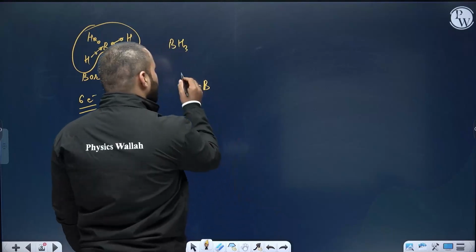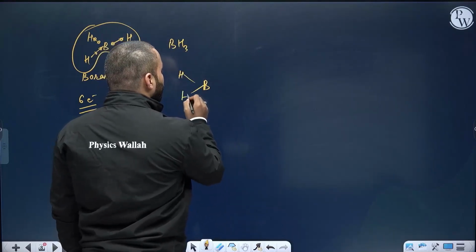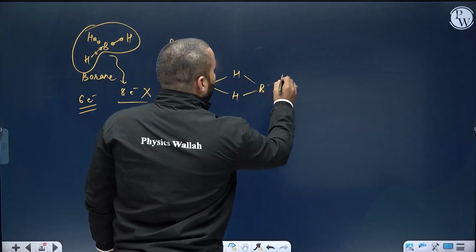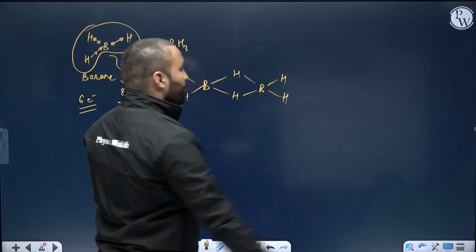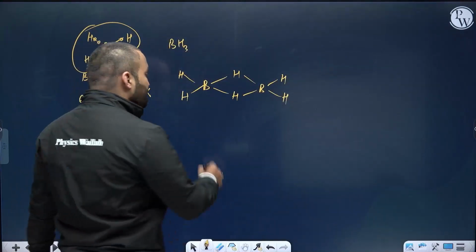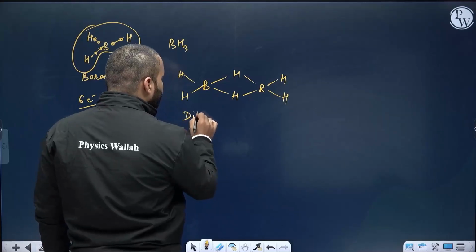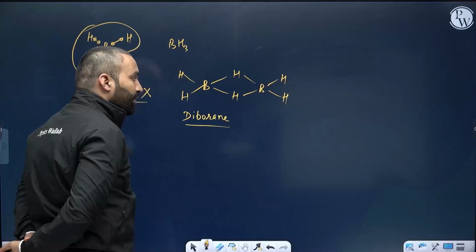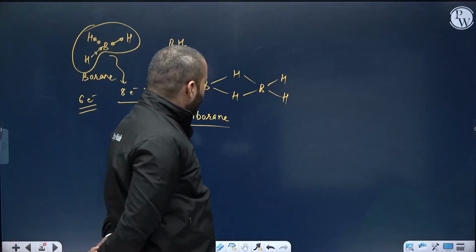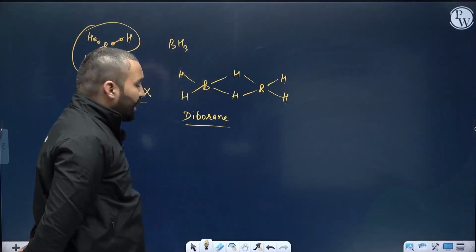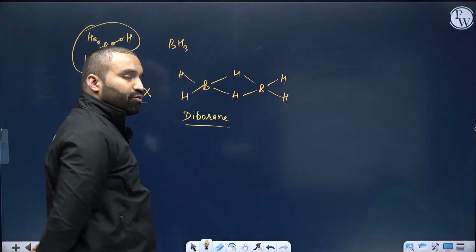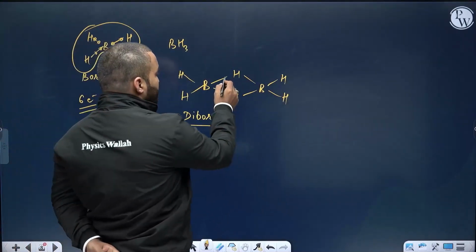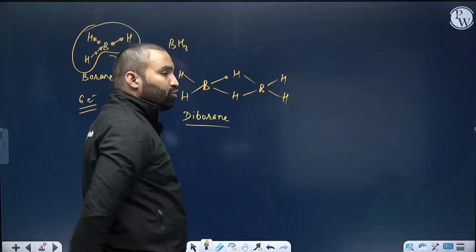I'm sure you have seen this, you have studied this in your grade 11, group number 13, chemistry. Do you remember this molecule? Have you seen this anytime? This is known as diborane. This is known as diborane molecule, right? But my question, everybody, hydrogen having just 1 electron, how is it managing to form 2 bonds? Hydrogen has just 1 electron, how is it forming 2 bonds?